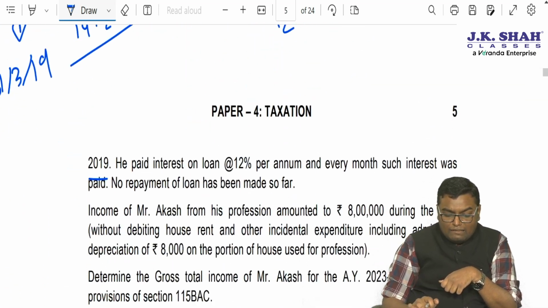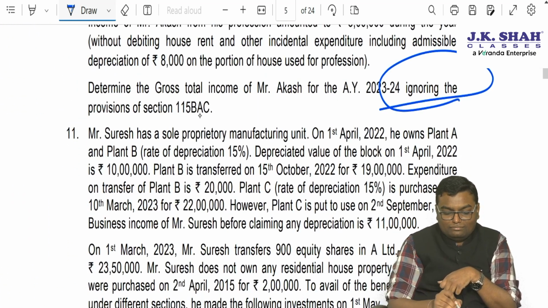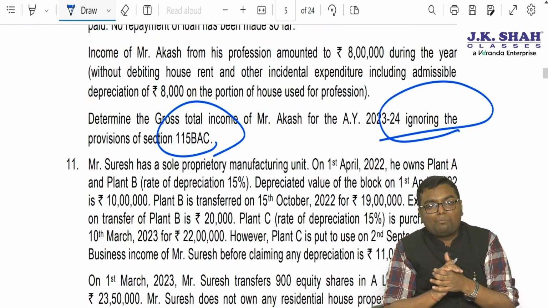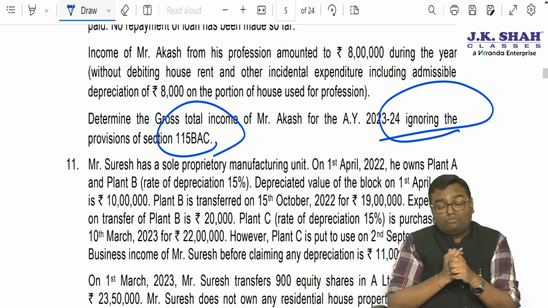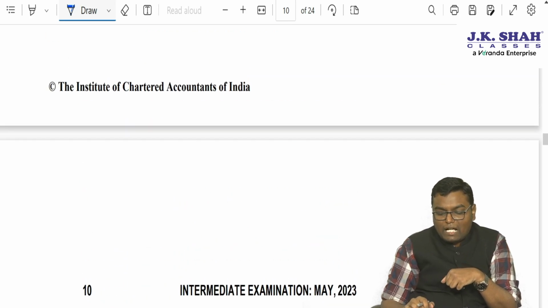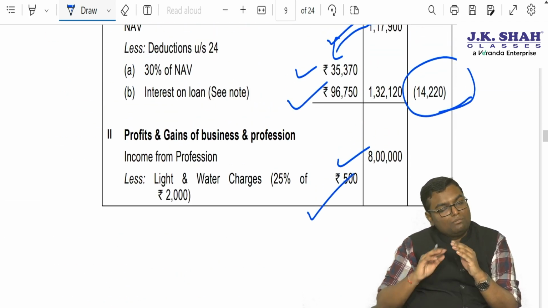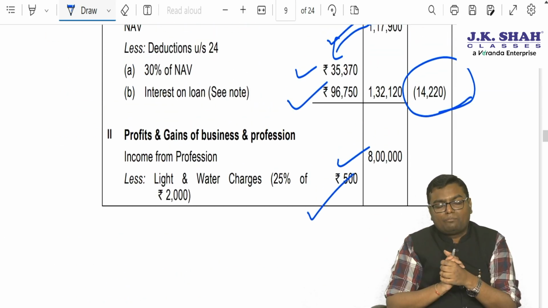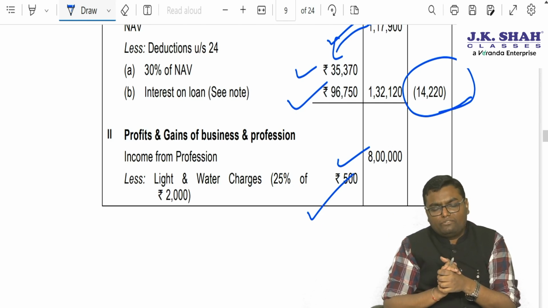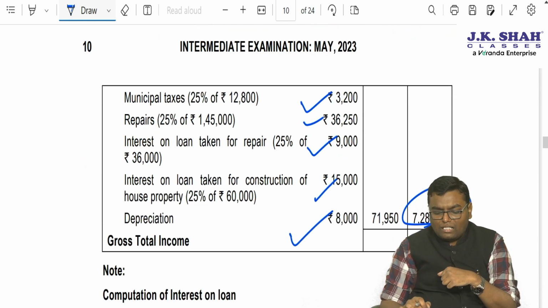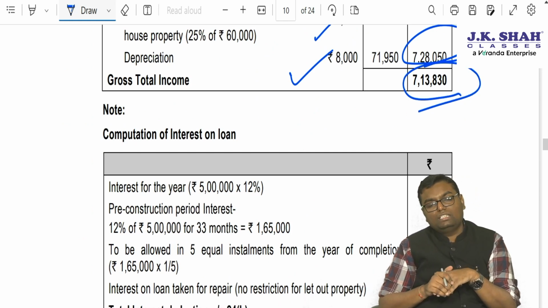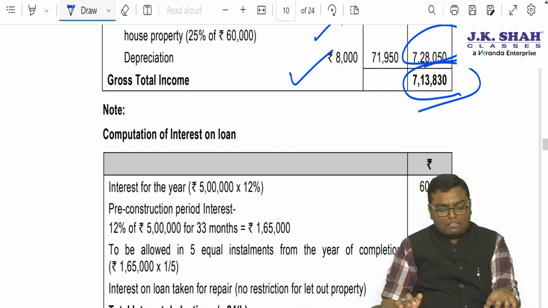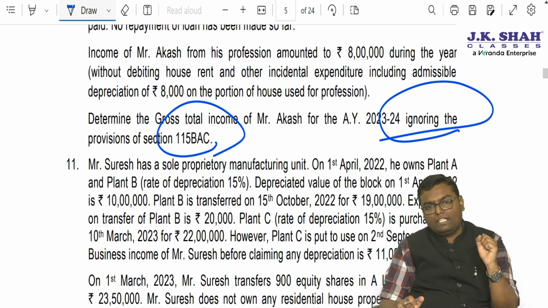Now see, the person is not following 115 BAC, and that's why we can deduct house property loss against PGBP income also. If the person would have followed 115 BAC, we would not have deducted house property loss against PGBP because then it would be carried forward. But as he is not following 115 BAC, we will deduct house property loss against PGBP income, set off, and the balance will be the gross total income. Are you understanding this entire question? Yes or no?